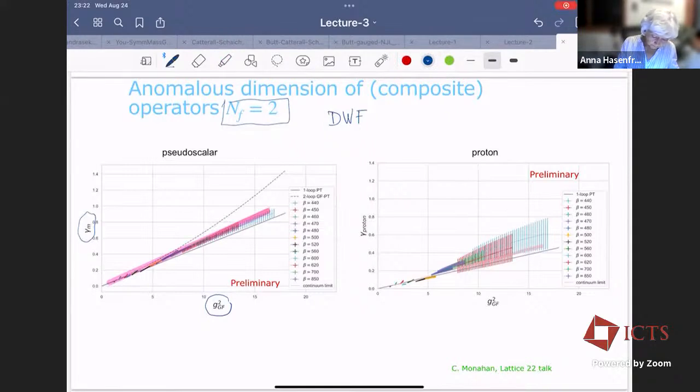Actually, I might have messed this up. Okay, this one is the one loop perturbative prediction. This one is the 2 loop perturbative prediction for gradient flow. And again, the predicted gamma tends to follow the 1 loop prediction closer. We don't understand why it is not going to 2 loop or even higher loop, but that's what it does. And then on the next plot, I have the same thing for the proton.